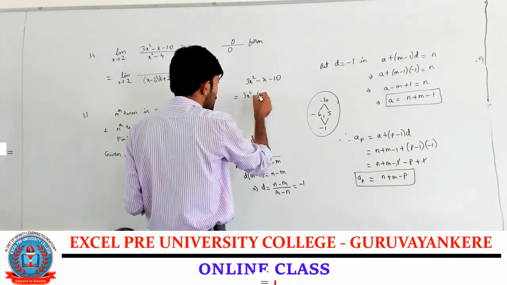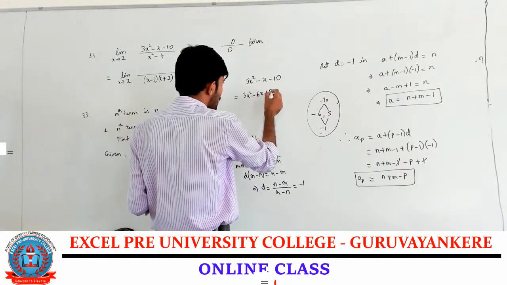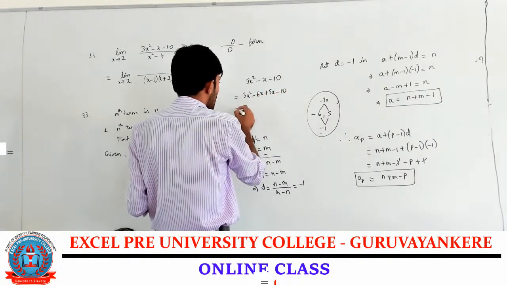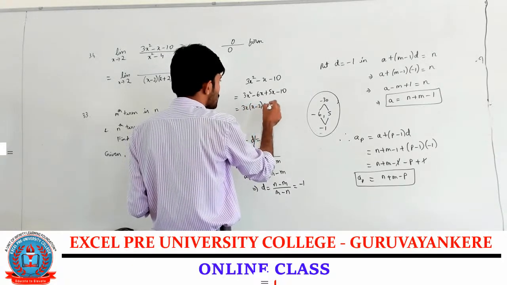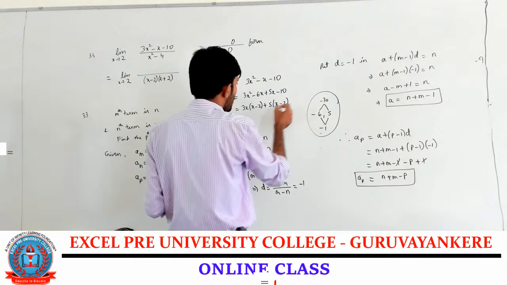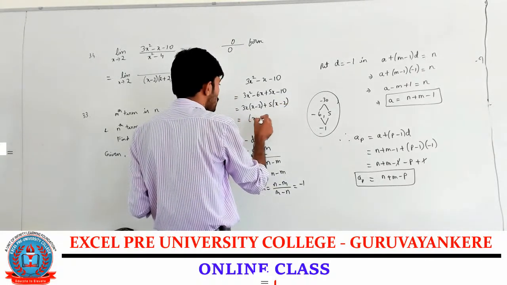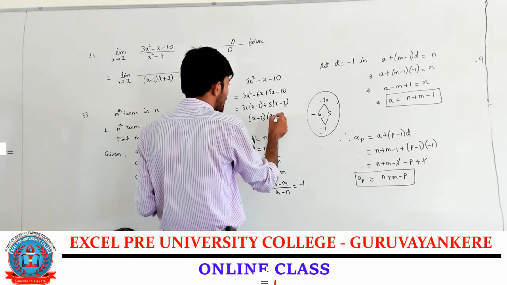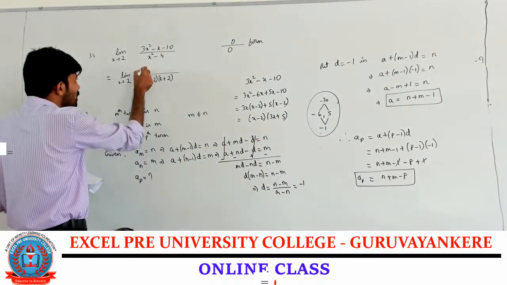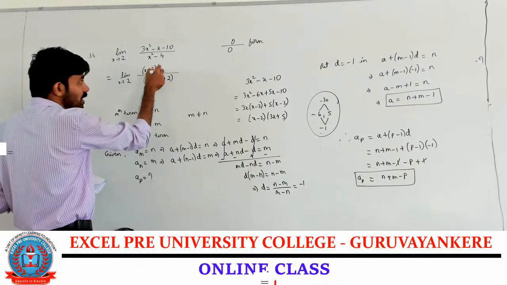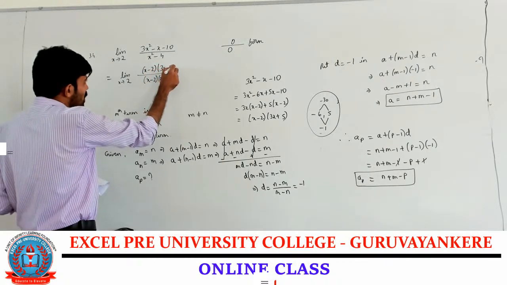So we write minus 6x plus 5x minus 10. Taking 3x common, we get x minus 2. Taking 5 common, x minus 2. Again, x minus 2 is common. What you get is 3x plus 5. So the numerator will be x minus 2 into 3x plus 5.